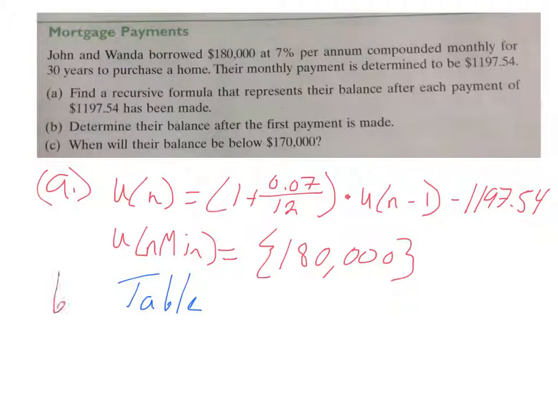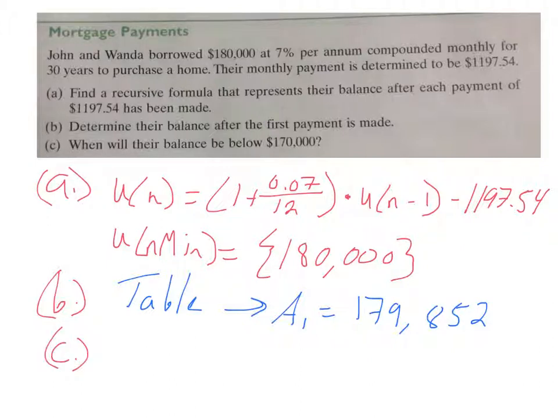So for part B, you'll hit table, now that we have that recursive formula, and determine their balance after the first payment is made. That will be a sub 1, which in our table is going to be $179,852. And if you look at the table further, you can see where the balance will be below 170,000. You've got to scroll down for a long time. It'll take a while to get to that.